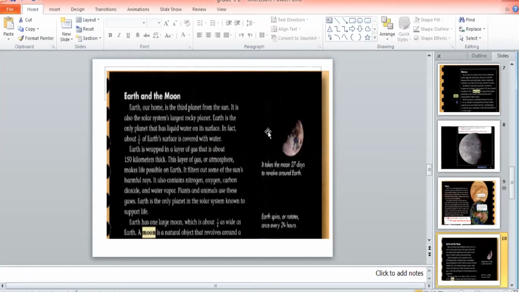Gravity keeps the moon revolving around Earth, just as it keeps Earth revolving around the sun. So there is a gravitational force between Earth and the moon, and this gravitational force keeps the moon orbiting around Earth. And also there is a gravitational force between Earth and the sun, and this gravitational force keeps Earth revolving around the sun.